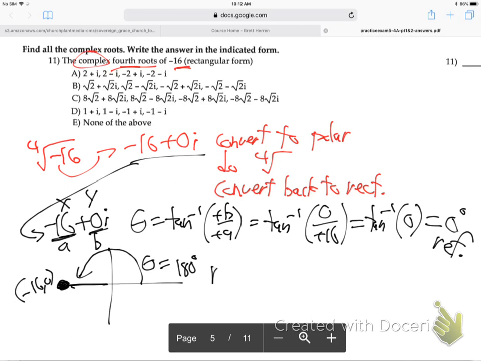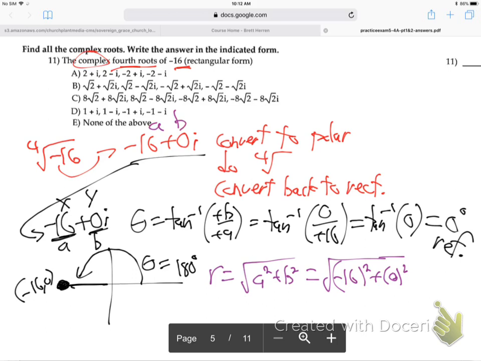Okay, so what's the r? Let's get that. Square root of a squared plus b squared, as you know. So let's find those. What is a? A is minus 16. B is 0. So this is a, this is b. So r equals the square root of, what is that, 256 plus 0, and that comes back out to be 16.